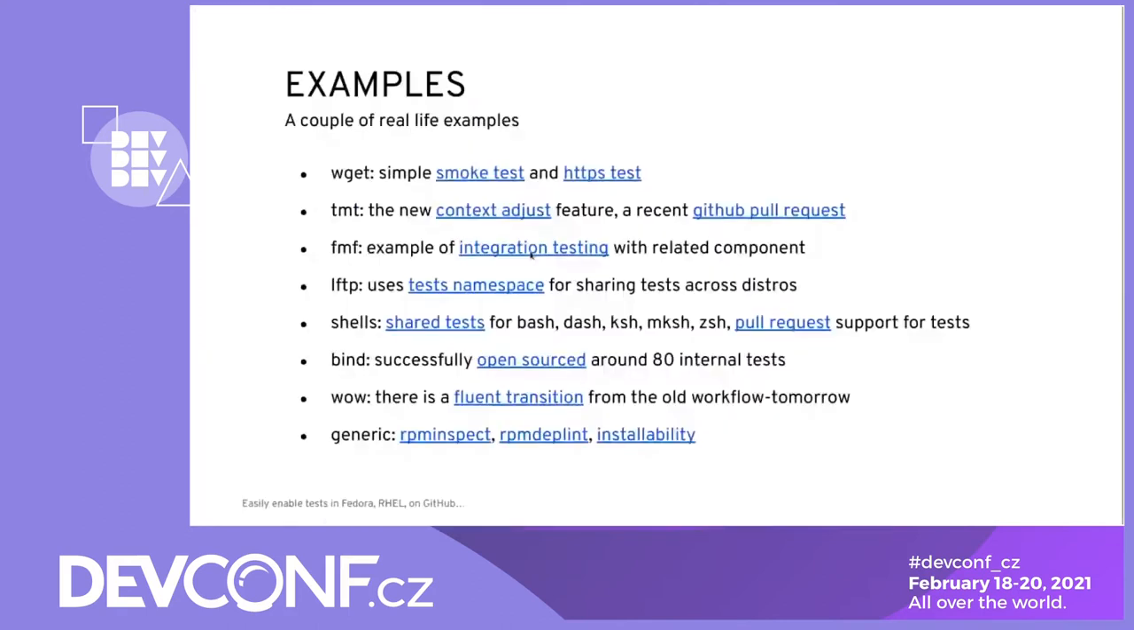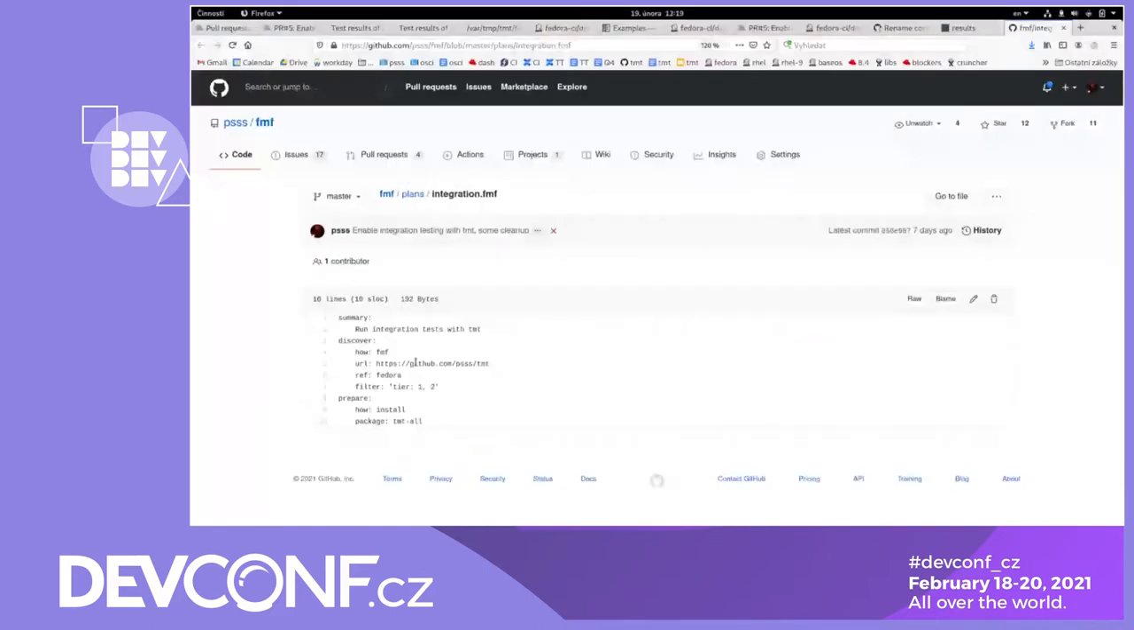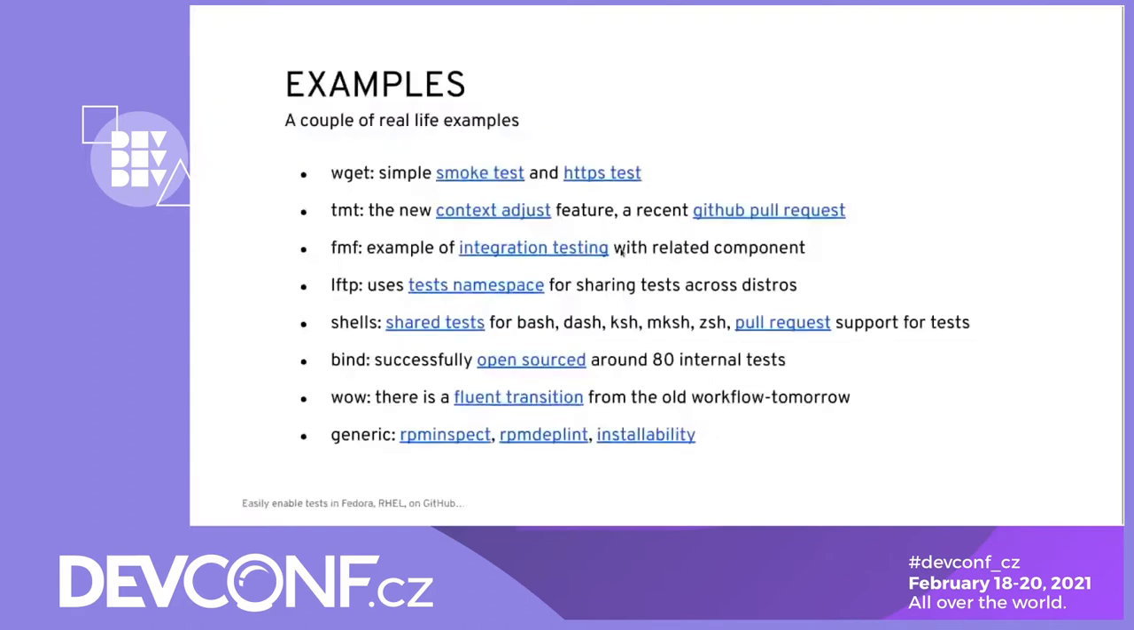I just wanted to highlight that it's possible to reference tests from other repositories. For example, here in the fmf plan, I'm referencing tests from tmt to ensure that a change in fmf does not break tmt. In this way, you just include a new integration plan. It references the Git repository, it might choose some ref, picks some set of tests, and it runs there. So in this way, you can keep components which are related in good shape. Here is a real-life example of lftp.